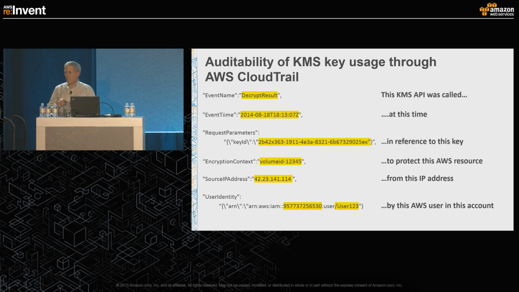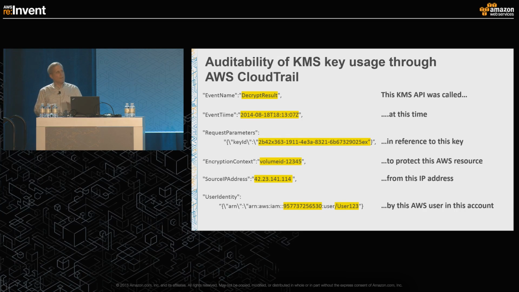tells us. Okay? And so what we do is we require all AWS services, when they first request that data key, to pass in this encryption context, which is an identifier of the resource. So that in the future, when you see decrypt events like this, you can say, oh, I see, this master key was used to decrypt this resource, in this case, volume ID 12345.